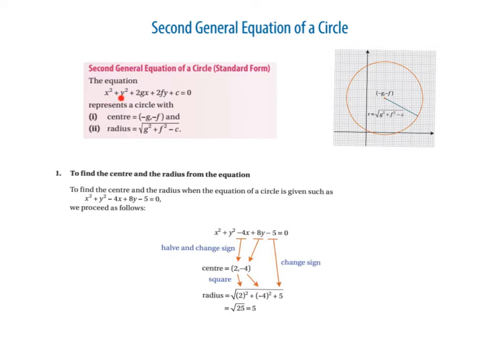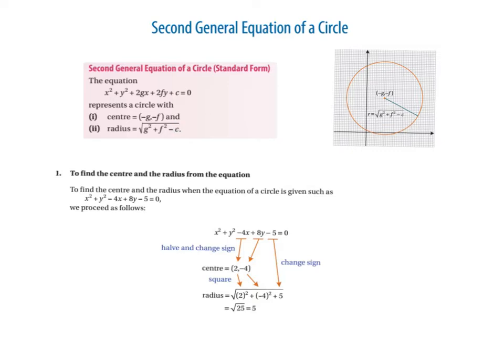The main thing to remember is that it has to be x squared plus y squared. You cannot have any coefficients in front of the x squared or y squared. If you have to divide everything by a certain number in order to get that, that's fine, but it has to be of the form x squared plus y squared plus some x's plus some y's plus c equals 0. This represents a circle with the centre (minus g, minus f), and the radius is the square root of g squared plus f squared minus c.